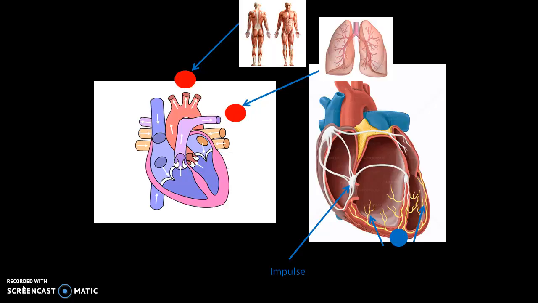Our autonomic nervous system is influenced by demand changes and therefore influences the SA node and therefore our heart rate. Feedback from the body goes to our brain. Feedback comes from different receptors in the body.